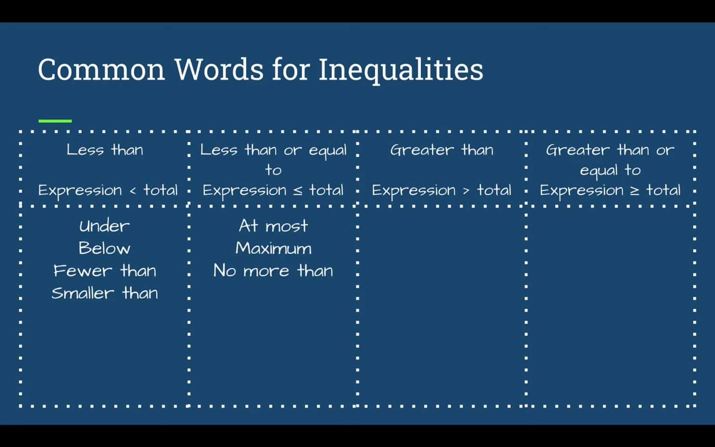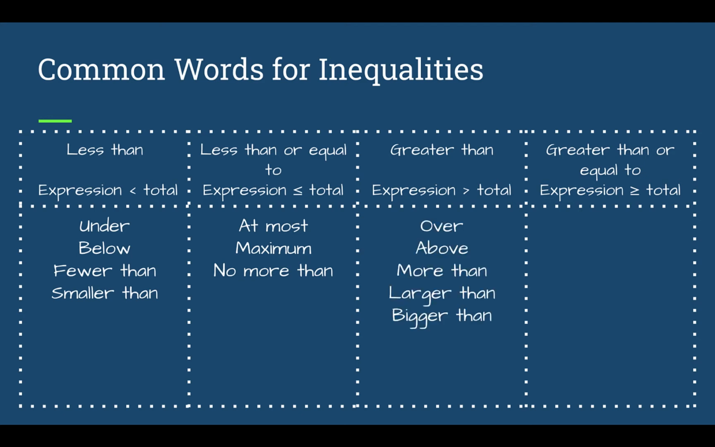Less than or equal to means that it is usually less but could also be that number. Here are some words that fit that situation. So we could see at most, maximum, or no more than. Notice these are kind of all like backwards thinking. They're all dealing with the most. So the most that it could possibly be is a certain number, but usually it's less than that.